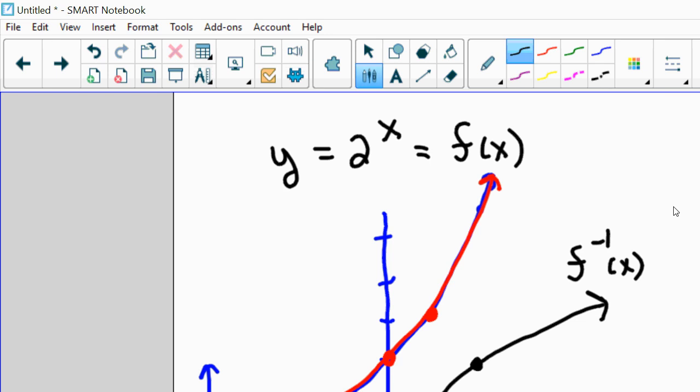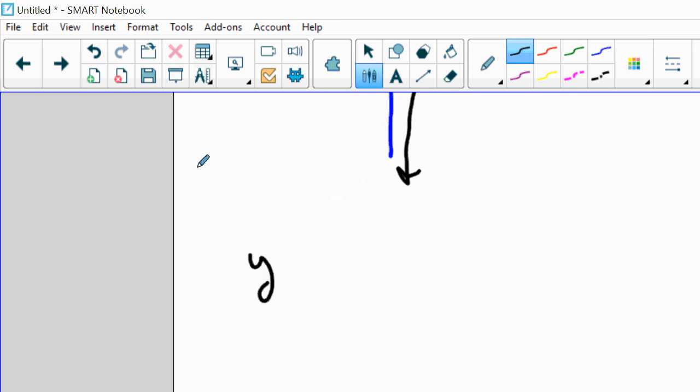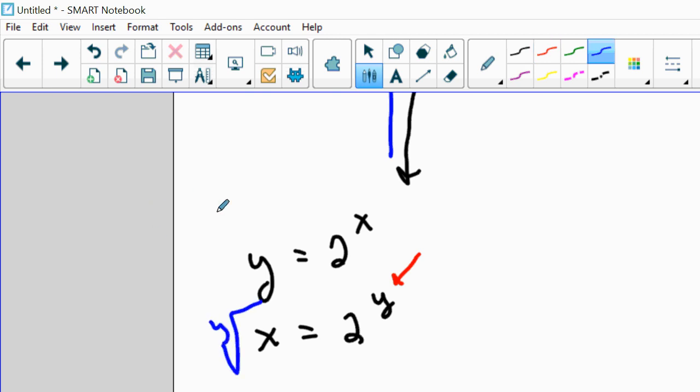So this is awesome. You know what we need to do? We need to go find it. So remember, switch x and y. Now I need to get y by itself. So you know what I'm going to do? I'm going to take the yth root of 2 to the y. And therefore I get the yth root of x equals 2.